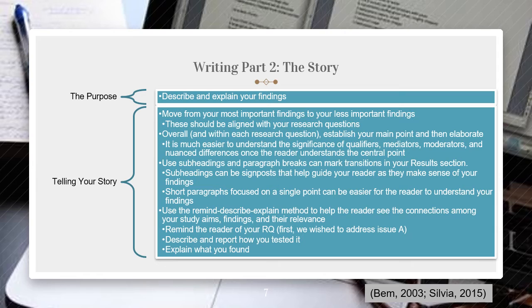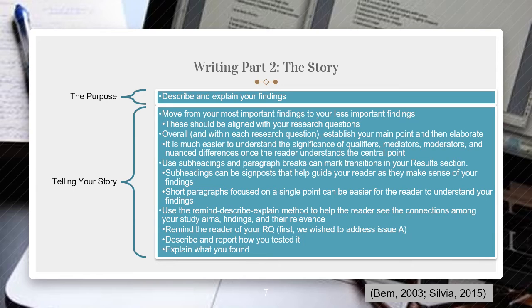And finally, don't forget that the goal of the results section is to tell your story and how the evidence that you get from your findings support the claims that you're testing that you presented in the introduction. So you want to use the remind, describe, explain method to help them see the connections. So you'll remind your reader of the research questions with statements such as, first we wished to address issue number B. Then you'll describe and report how you tested it in a single sentence or clause. And finally, you'll explain what you found.